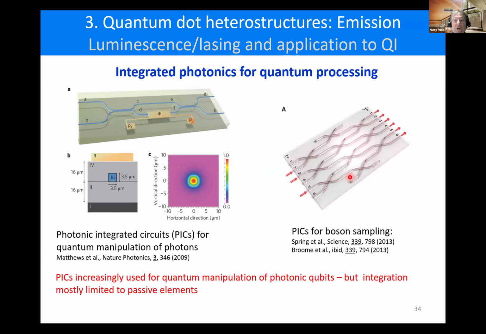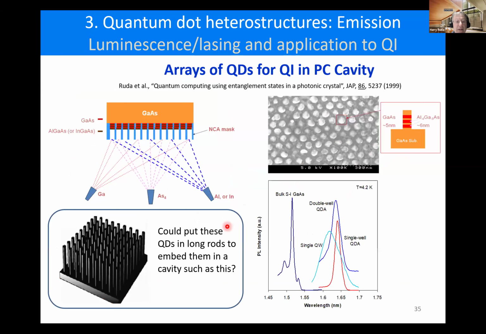And with it, you can think about entangling many such bits and integrating them with the passives, for example, on a silicon integrated photonic circuit. So the idea here is that we'd like to enhance response on those channels using cavities, right?